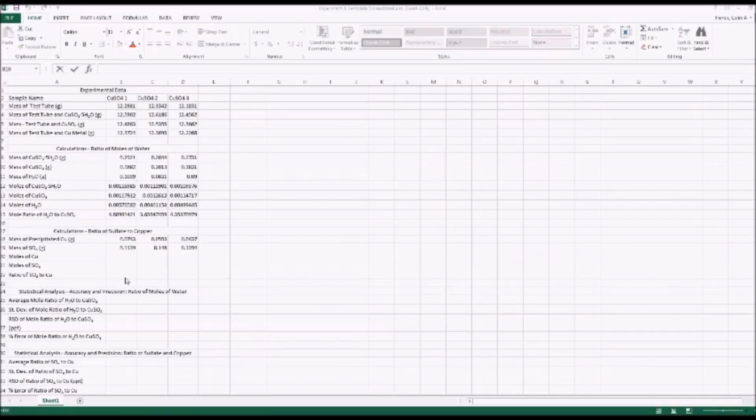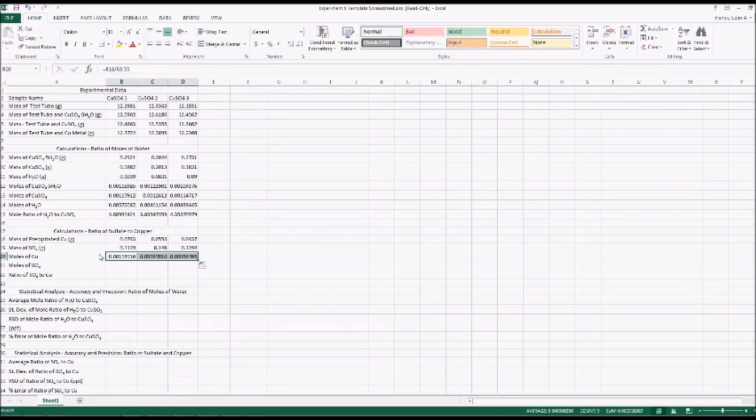To determine the empirical formula, we need a ratio of moles, not a ratio of masses. So we need to convert the grams of copper to moles. To do this, we take the mass of copper and we divide by the molar mass of copper, which is 63.55 grams per mole. After repeating this calculation for all of the three trials, we want to find the moles of sulfate. To do that, we again type equals, take the grams of sulfate, and divide by the molar mass of sulfate, which is 96.06 grams per mole. We can again drag it across, and now we have the moles of copper and the moles of sulfate.